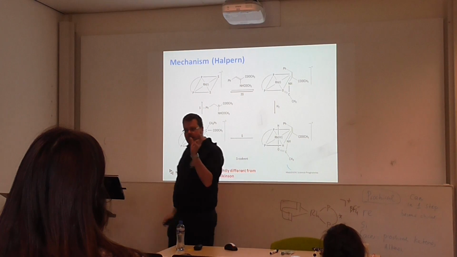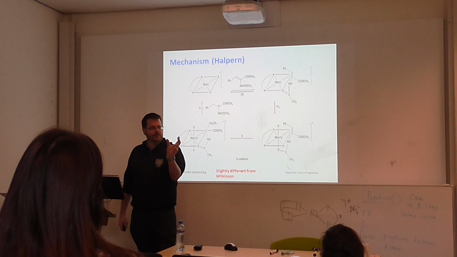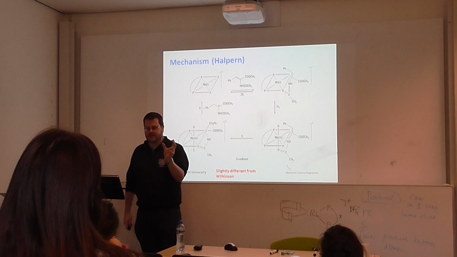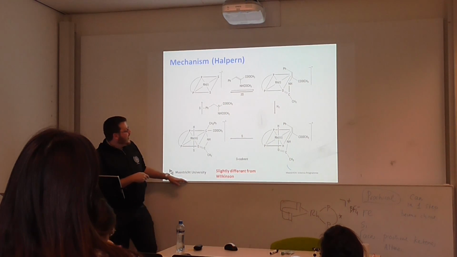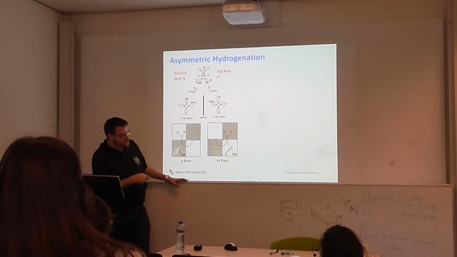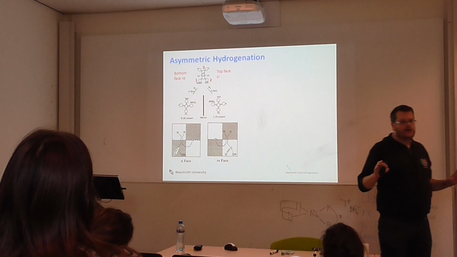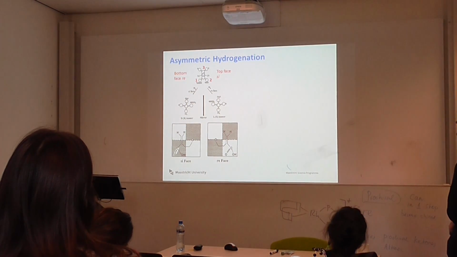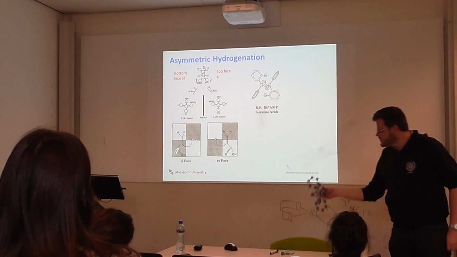And now's the key point. Depending on how that prochiral alkene approached and coordinated to this chiral catalyst will dictate what the absolute stereochemistry is of the product, okay? Which is chiral. And the way to rationalize this, which is what Knowles has done, is to say, okay, let's look at the model. Let's look at the model of the catalyst.